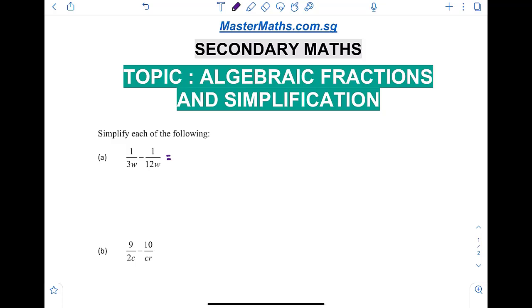So as you can see, the denominators are different. So in order to add or subtract, we need to make sure denominators are the same. 1 over 3w minus 1 over 4 times 3w. So the difference in the two denominators is the 4. Alright, so we need to multiply by 4 here. Do the same thing at the bottom.